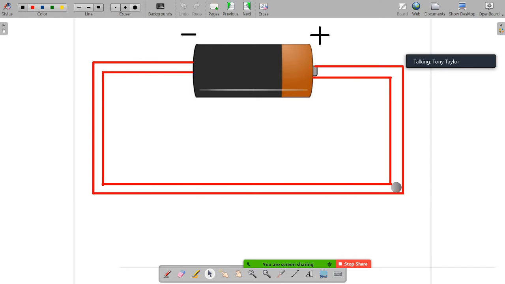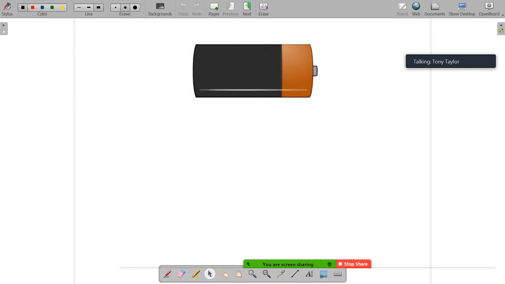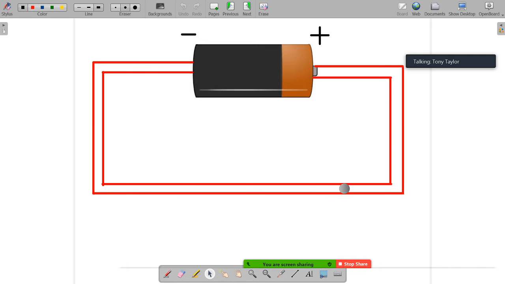And like I said, of course, I'm just showing you guys one electron, but in reality, there are many electrons all over this copper wire, and all of those electrons are being repelled from the negative end, and they are being attracted toward the positive end. So everybody got that? So that's a little introduction to electrical circuits.